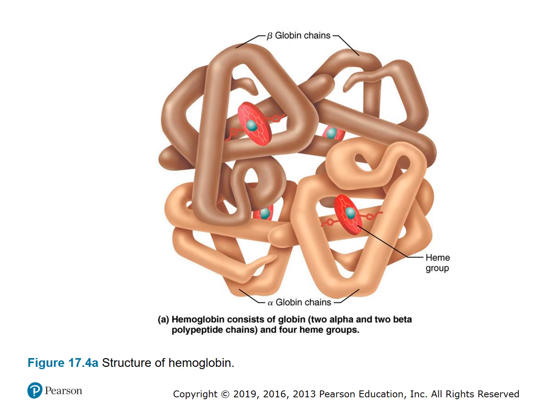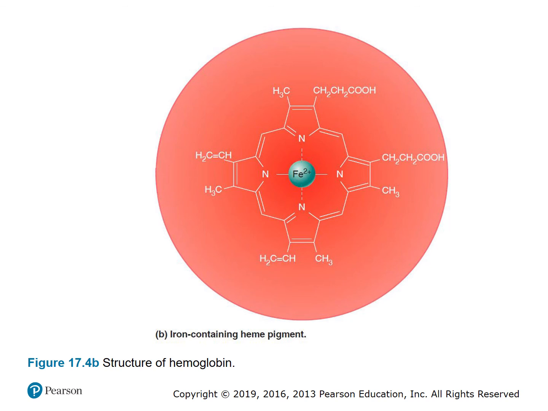Figure 17.4a, the structure of hemoglobin. Notice that it has 4 polypeptide chains, and these are called globins, 2 alpha chains and 2 beta chains. At the center of each chain is the heme group that will bind to oxygen. Figure 17.4b, iron-containing heme pigment. At the center of the heme is iron, and iron is what binds to oxygen.